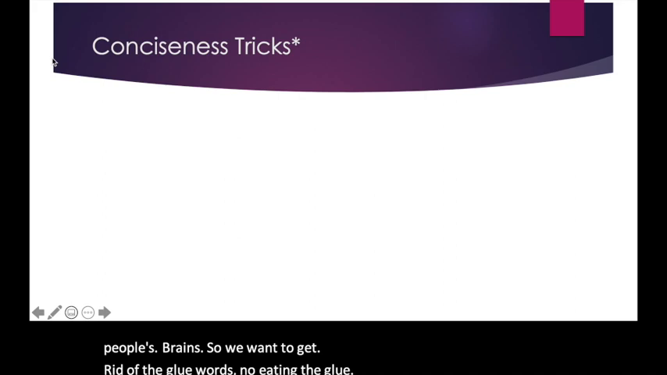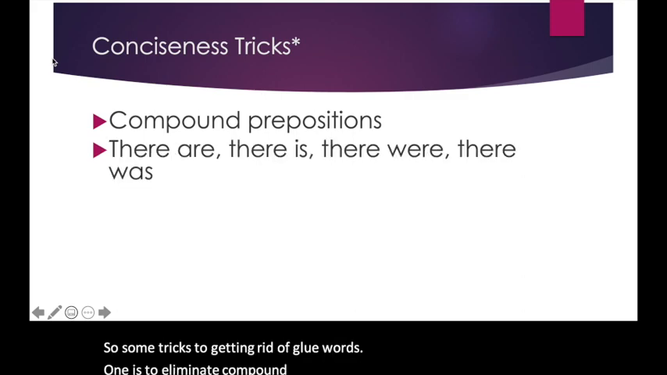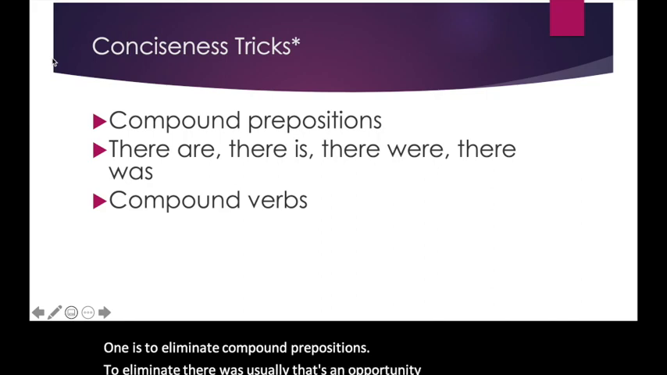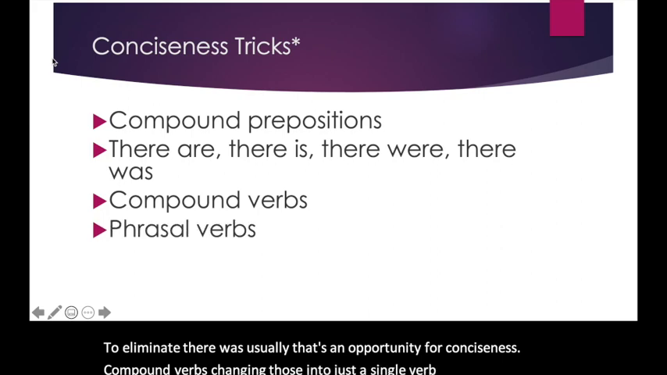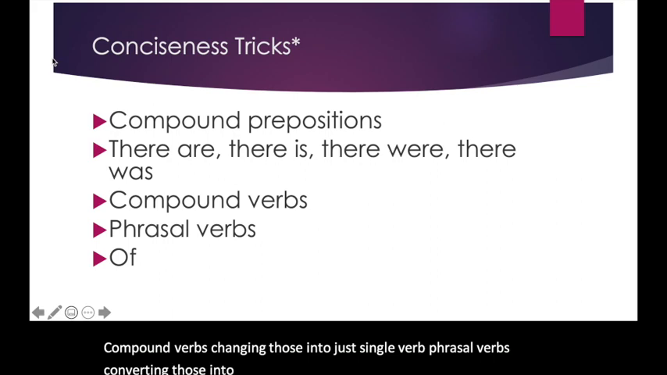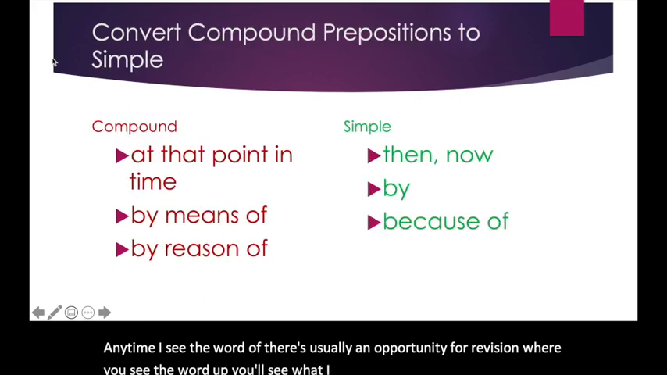All right. So, some tricks to getting rid of glue words. One is to eliminate compound prepositions. To eliminate there are, there is, there were, there was. Usually that's an opportunity for conciseness. Compound verbs, changing those into just a single verb. Phrasal verbs, converting those into formal verbs. Anytime I see the word of, there's usually an opportunity for revision. You'll see what I mean in just a moment.